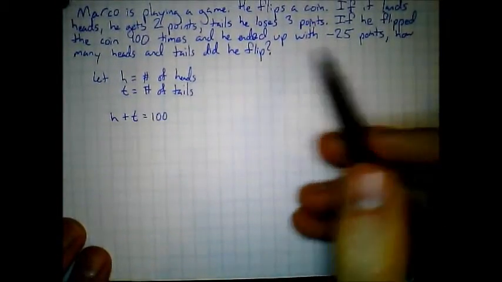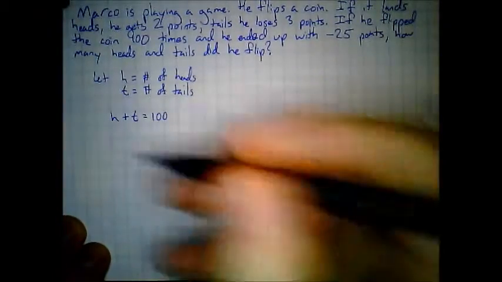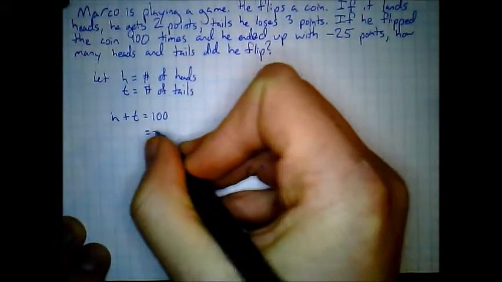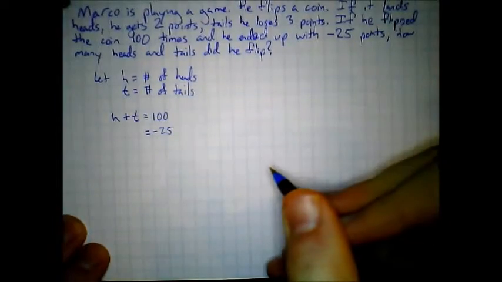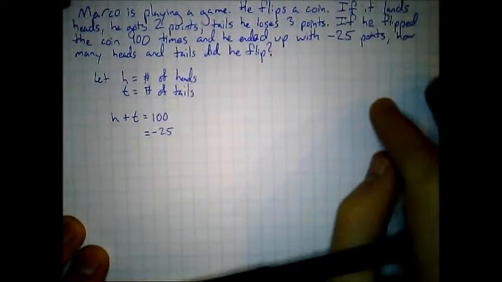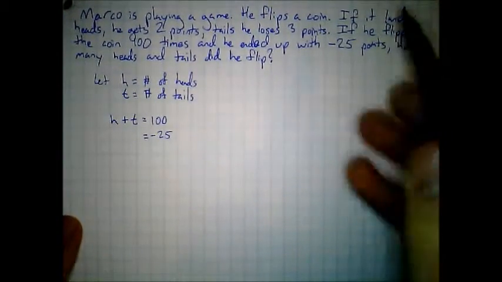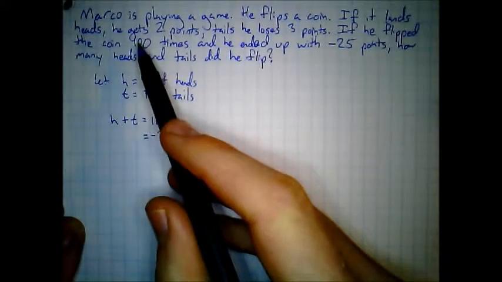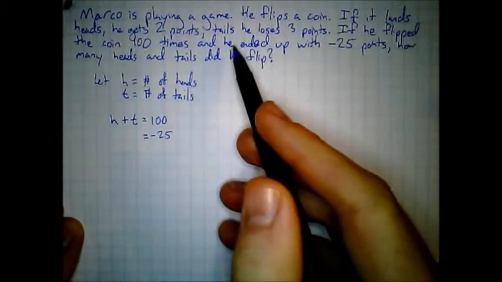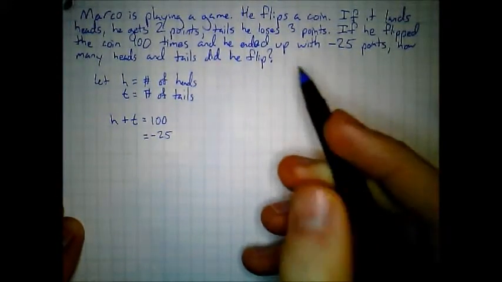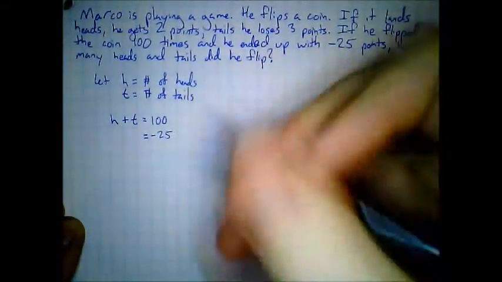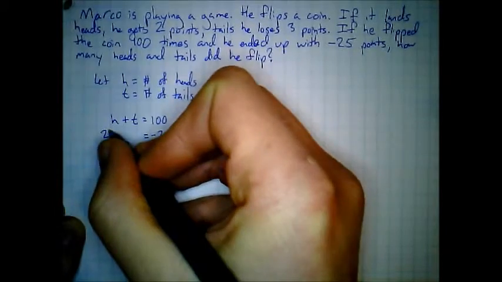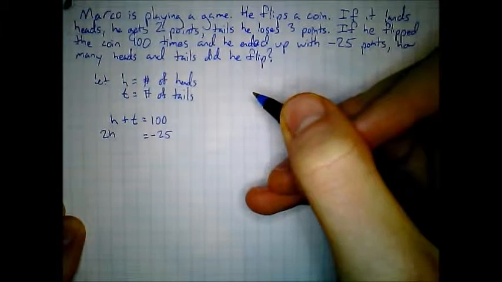Well, it says he ended up with negative 25 points. So that's another total. So something has to equal this negative 25 points. So let's look for information about the points in the problem. It says if it lands heads, he gets 2 points, and tails, he loses 3 points. So heads is 2 points. We get 2 points for every head, so we're going to do 2 points times the number of heads we get.